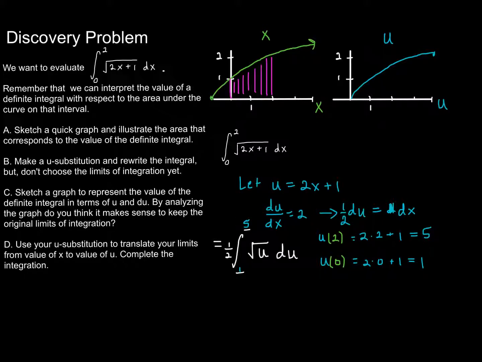to 5. So notice that all I had to do was find the corresponding u value for my lower limit, u of 0, that became my new lower limit, and find the corresponding u value for my upper limit, and that became my upper limit. Now that I have this definite integral here, notice that we can fully evaluate this. There's no need to go back to a variable of x. We can evaluate this perfectly fine without doing so.